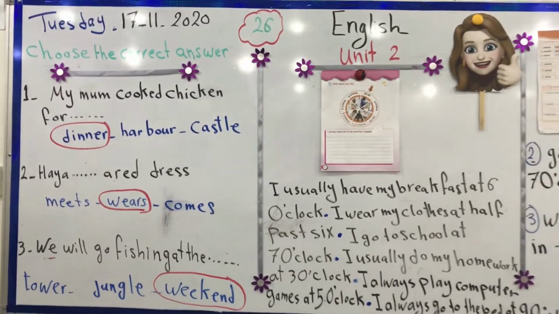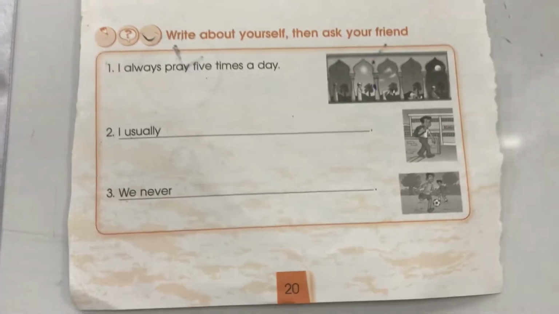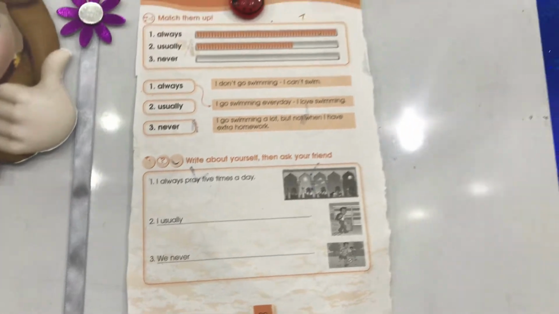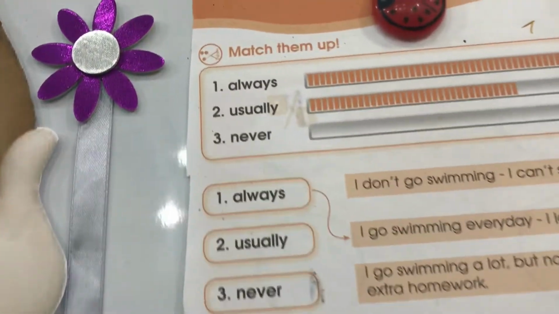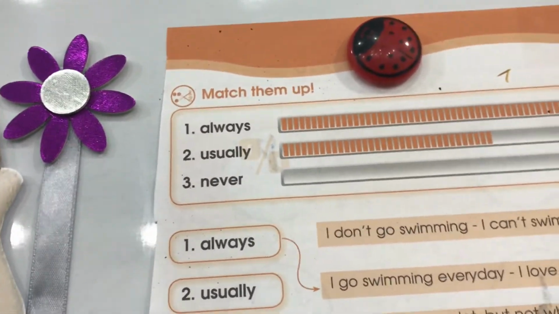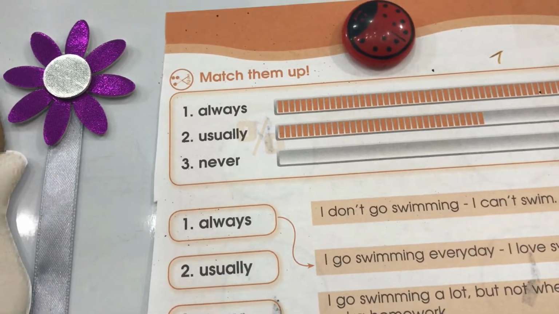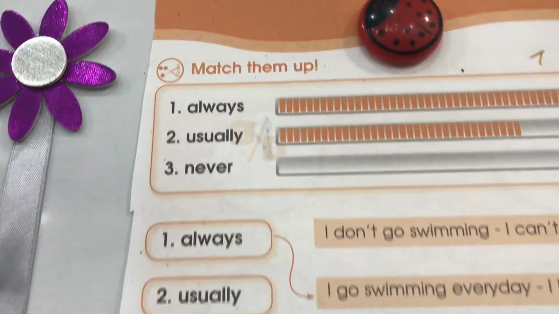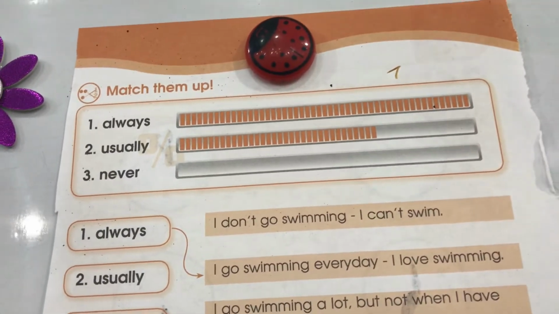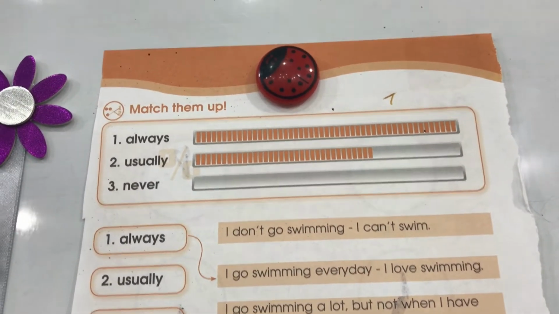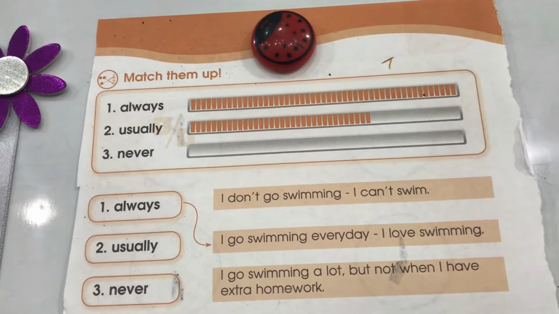Okay, now please, my dear pupils, open your workbook page 20. Here we are going to have the difference between always, usually, and never. Okay? Now we have three friends, Ali, Haya, and Salma.